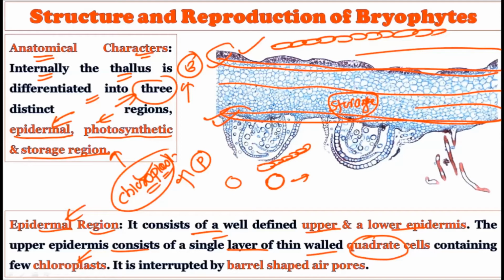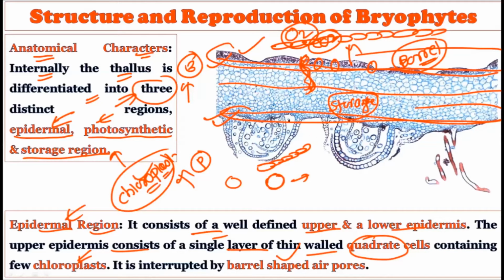And this upper layer of epidermal cells is interrupted by barrel shaped air pores. Yes, there are air pores. These air pores are responsible for maintaining gaseous exchange with the environment. Whatever the oxygen and carbon dioxide exchange is, it takes place through these air pores. So the air pores which interrupt these epidermal cells are barrel shaped.